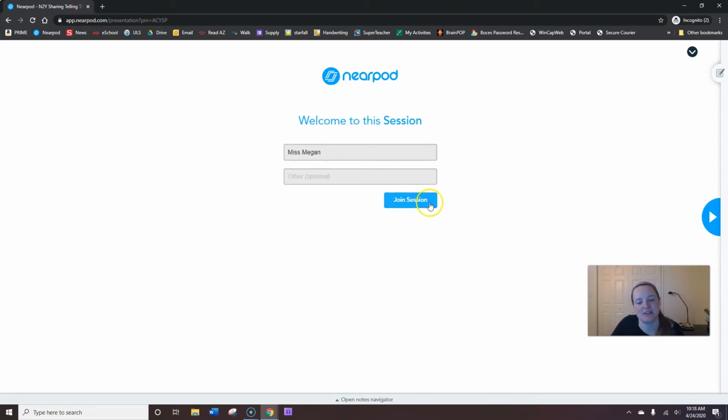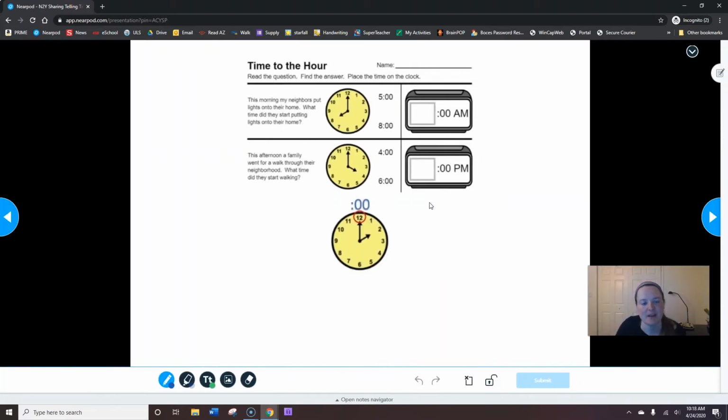Okay, so once you're in, hit join session. And our first practice is always time to the hour. So let's look. For all of our clocks, the big hand is pointed straight up to the 12. Okay, do you see the big hand pointed at the 12? When the big hand is pointing at the 12, that means o'clock, which we say with 00, o'clock. So the really important thing when we're telling time to the hour is just that we look at where the little hand is, because all of our choices are o'clock.